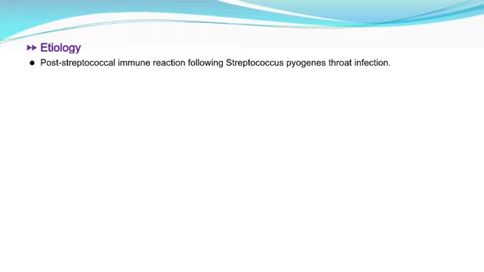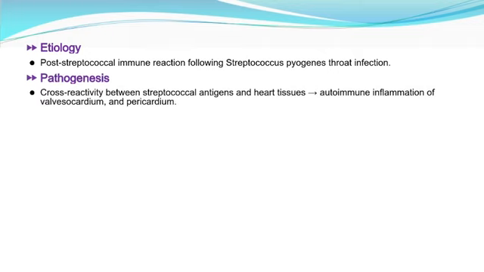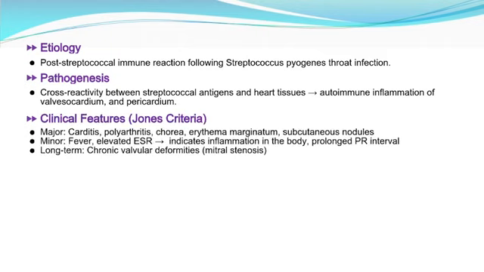Rheumatic fever is a post-streptococcal autoimmune reaction. It follows throat infection with Streptococcus pyogenes. Antibodies cross-react with heart tissue, leading to inflammation of valves, myocardium, and pericardium. Major Jones criteria include carditis, polyarthritis, chorea, erythema marginatum, and subcutaneous nodules. Long-term consequence: mitral stenosis and chronic rheumatic heart disease.